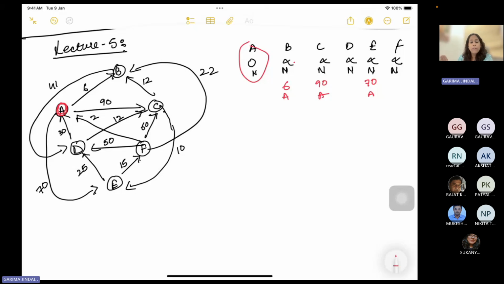Now, after visiting A, we will see which is the minimum cost, or the minimum distance, amongst all the other nodes. We can see that the cost of B is minimum. Since the cost of B is minimum, B will be selected to be visited next. So this is the path that has been selected. Now we have selected B.